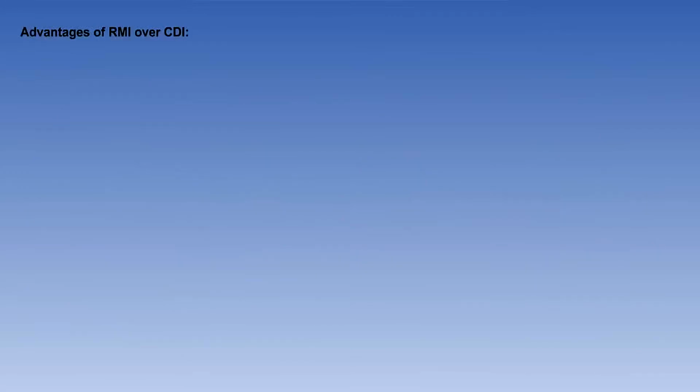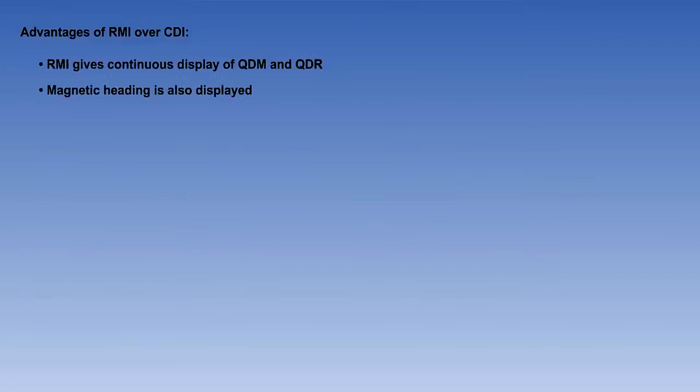If we compare the RMI and the CDI, each has its merits. The CDI gives precise deviation information when flying along a VOR radial. The RMI gives more information in the form of a continuous display of QDM and QDR. The magnetic heading is also displayed, a considerable asset when homing to a VOR or maintaining track outbound.